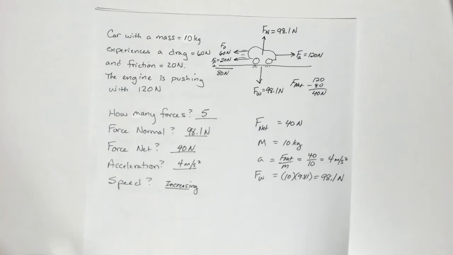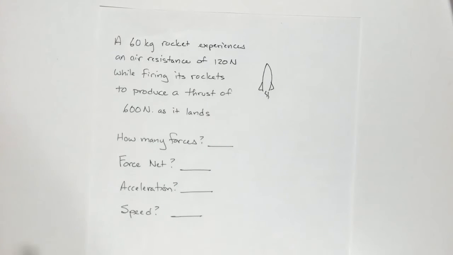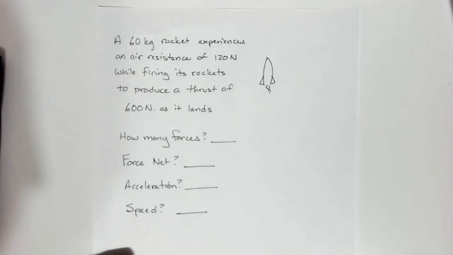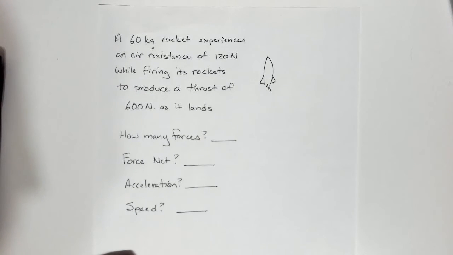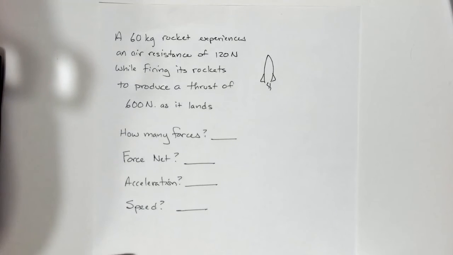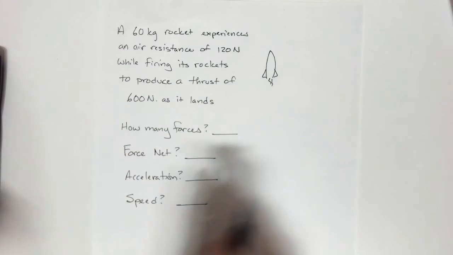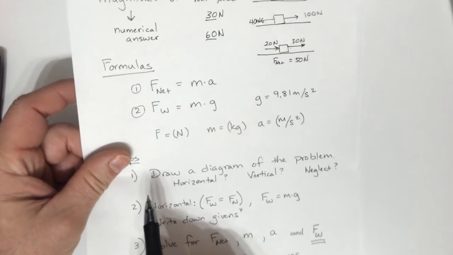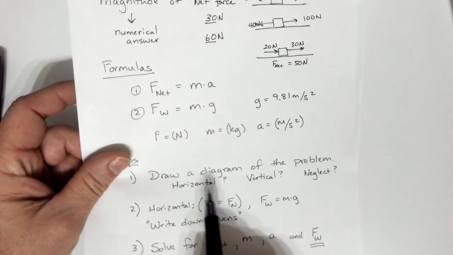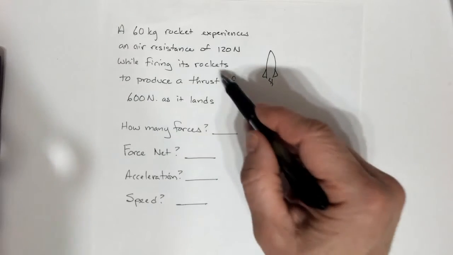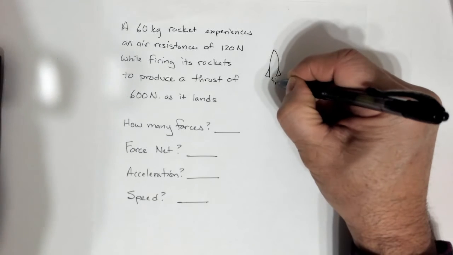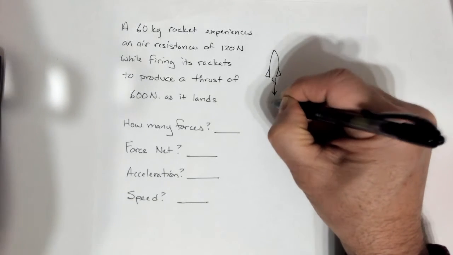Okay, let's go on to a vertical problem. Here we have a 60 kilogram rocket experiencing air resistance of 120 newtons while firing its rockets to produce a thrust of 600 newtons as it lands. Okay, so the first thing we want to do, our step number 1, is draw our plan. Draw all the stuff. Is it horizontal? Is it vertical? Did it mention neglect anything in here? It didn't, so I'm going to go on. I know I have a force of weight that always acts down.